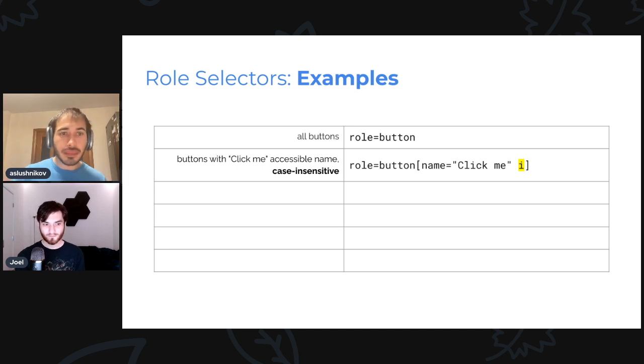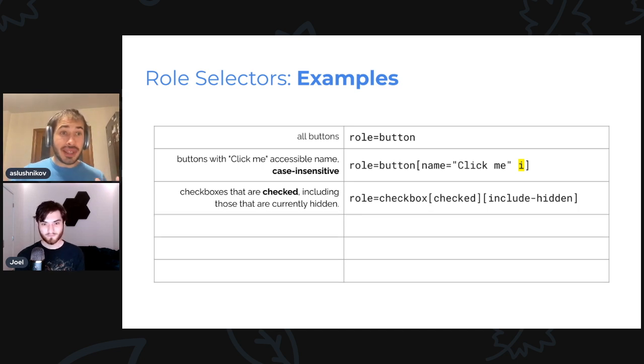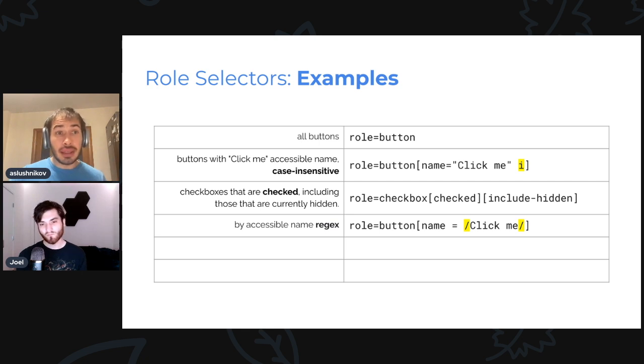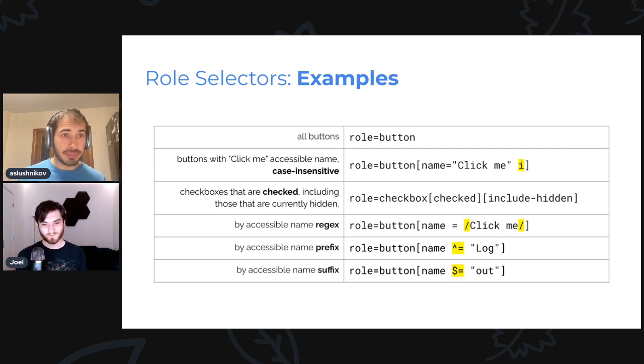By default, the role selector engine searches across visible elements only. However, you can also supply this include hidden attribute, and it will also look into hidden elements. This is how you select all the checkboxes that are checked and might be hidden as well. You can use regexes as well, and you can use the CSS operators to select by suffix or prefix.